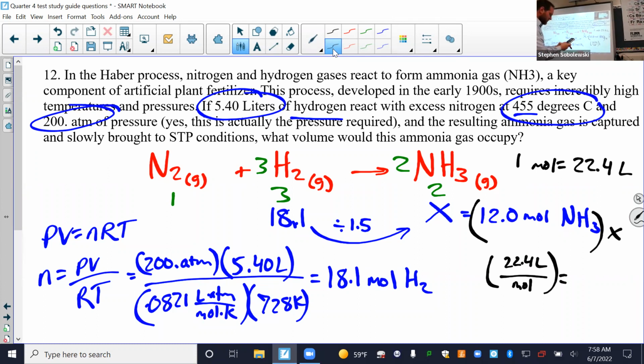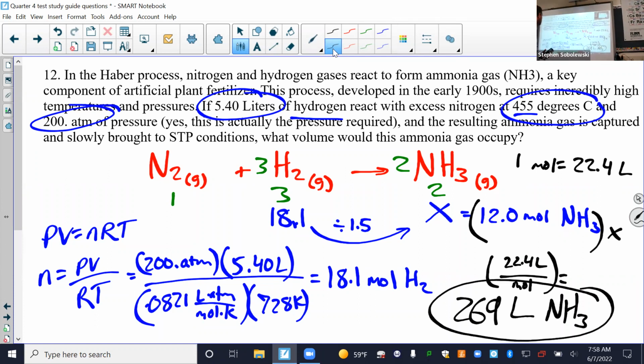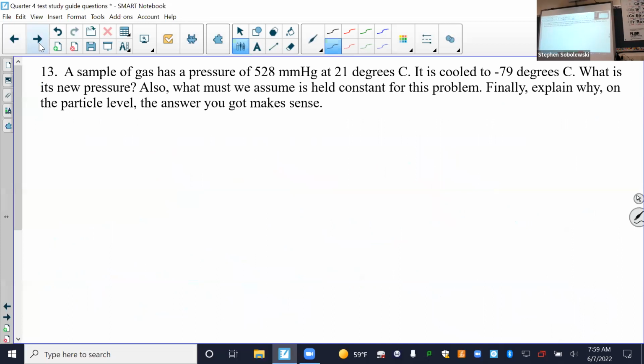12 times 22.4. Sig fig check, looks like 3 sig figs, 269 liters of ammonia gas. Notice a tiny amount of hydrogen gave you an incredibly large amount of ammonia. That's mostly due to the pressure. You can think of the pressure of a gas as almost like its density or its concentration in a way. If it's that pressurized, it must really be crammed into a small container. All right, definitely a tough problem, but we made it through.